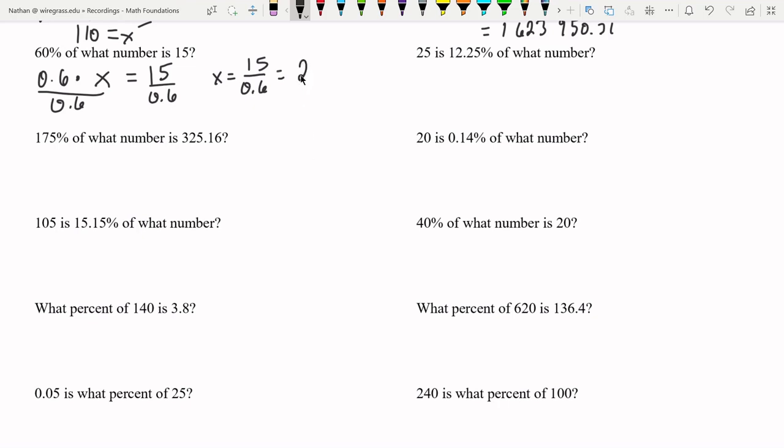So x is going to be 15 over 0.6, or in other words, 15 divided by 0.6, I get 25. So what I found here is that the whole, right, because the whole always multiplies the percent.